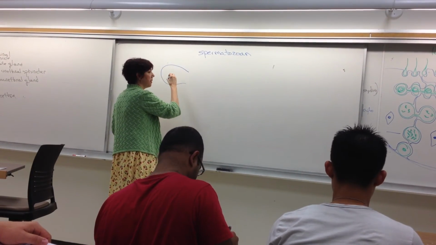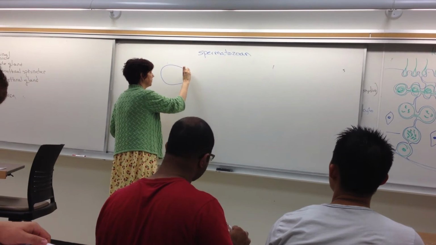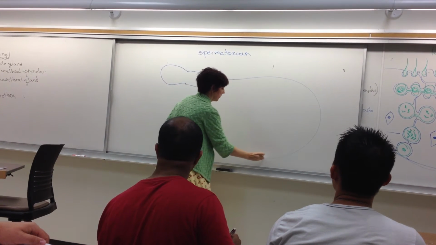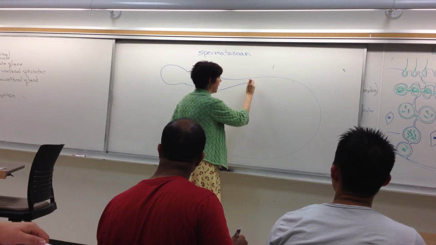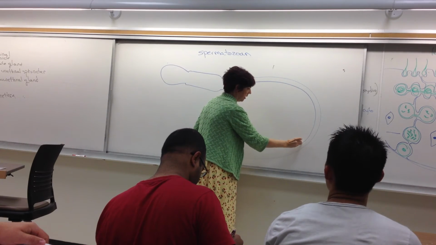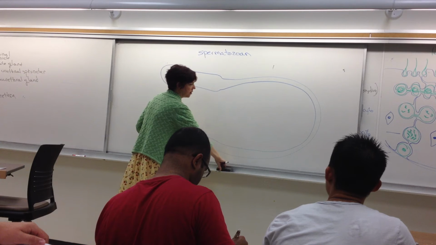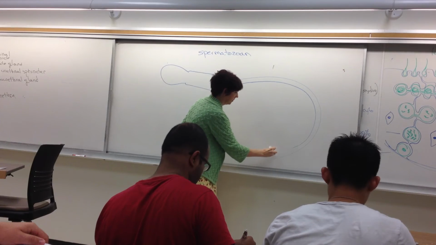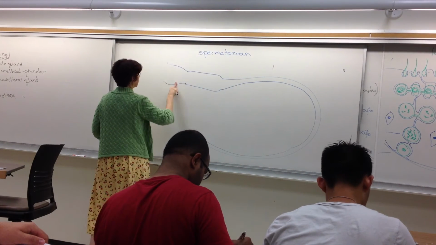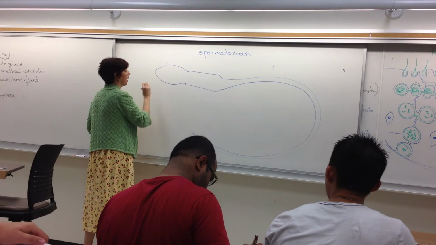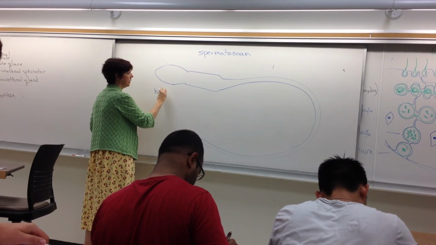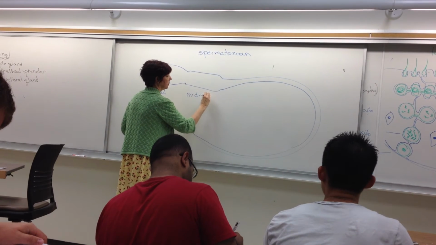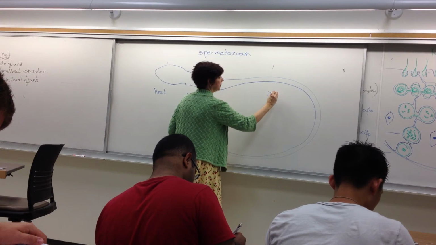It has a different shape depending on what species it's found in. In a pig, the head is shaped like a ping pong paddle. In a hamster or a guinea pig, the head is shaped like a sickle. So this is known as the head. This is the midpiece. And this is the tail.